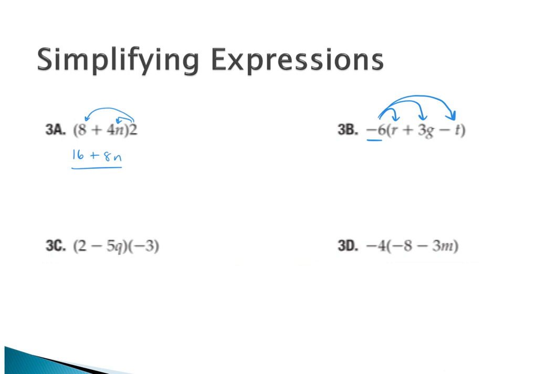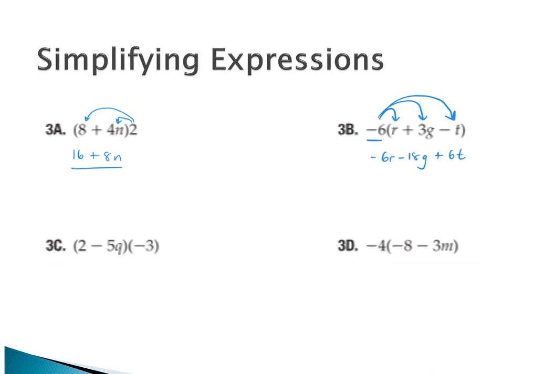What I mean by that is this. So you have -6 times r, that's going to be -6r. -6 times 3g is going to be -18g. Notice the sign change. Take the sign with you. And last but not least, -6 times -t. A negative times a negative is a positive, so that's going to be plus 6t.